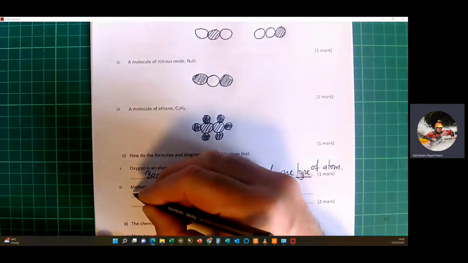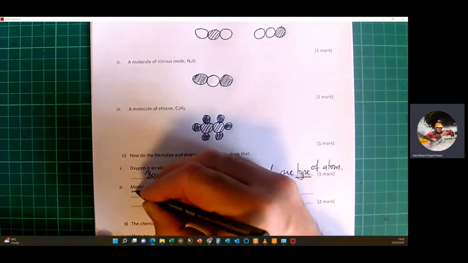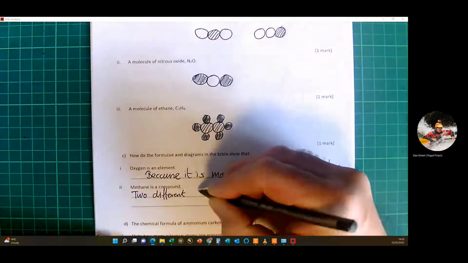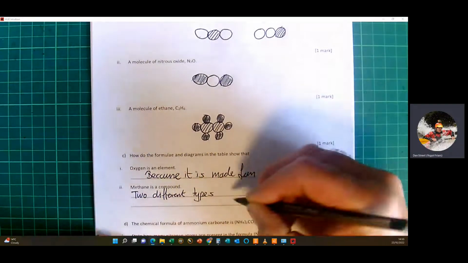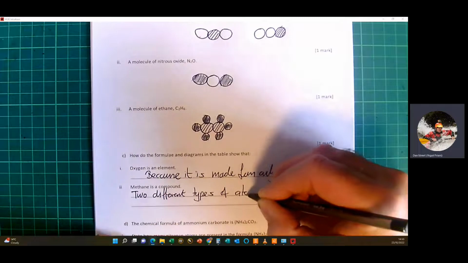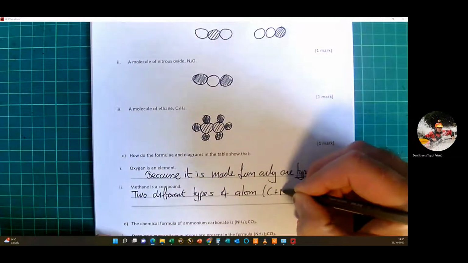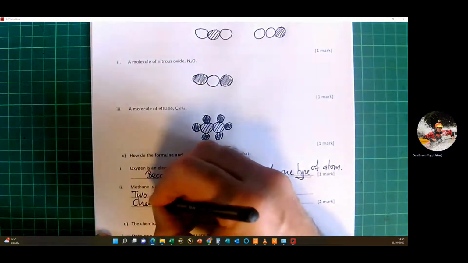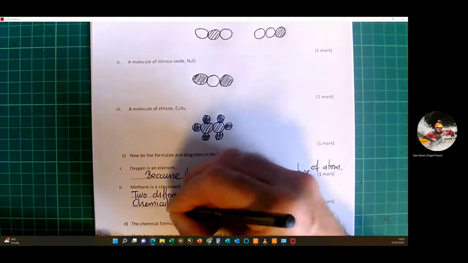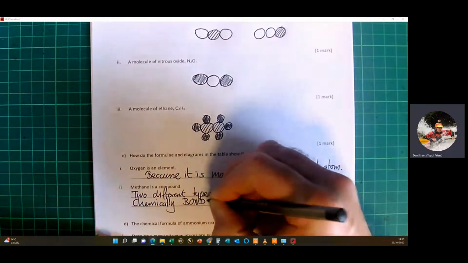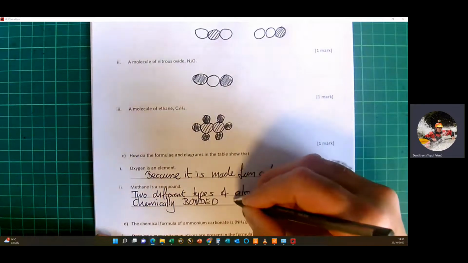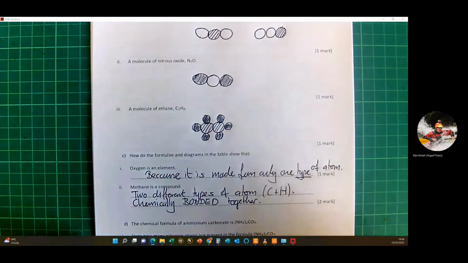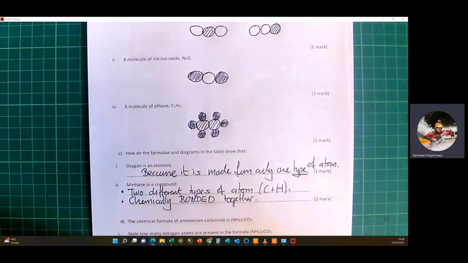Methane is a compound. There's 2 key features to this. We need to say 2 different types of atom, and you don't need to name them, but you could. Which they are, of course, carbon and hydrogen. And then the other key point is they are chemically bonded together, or simply bonded together is the other feature we're looking at there. So 2 marks, 2 distinct points there.